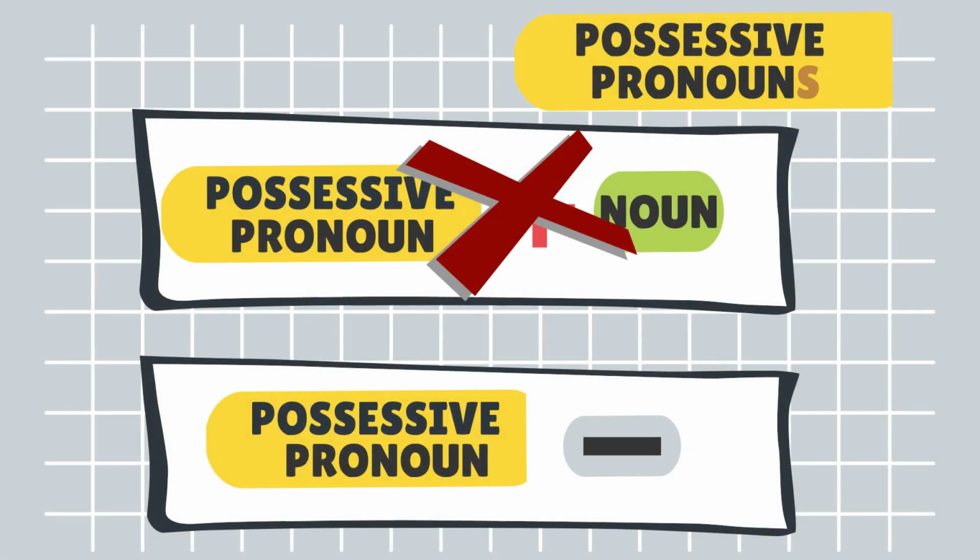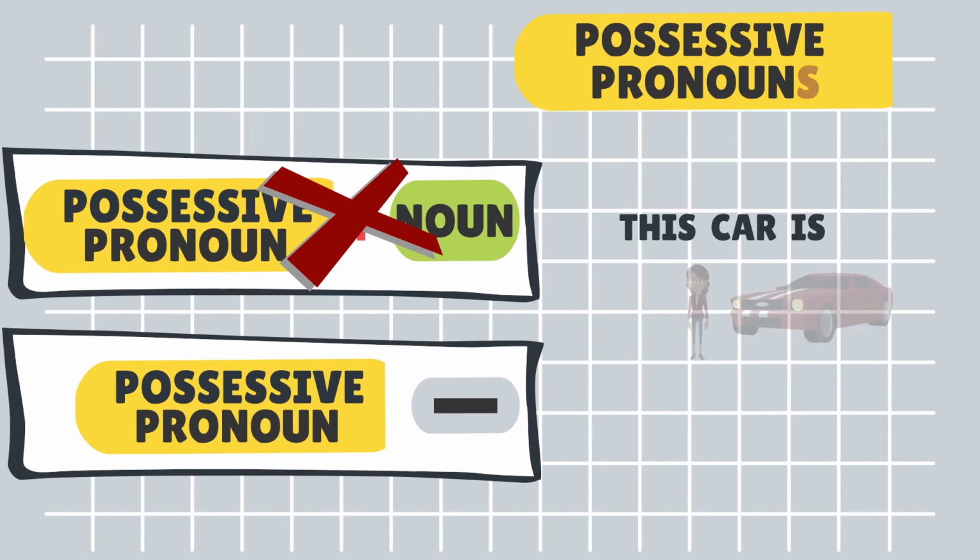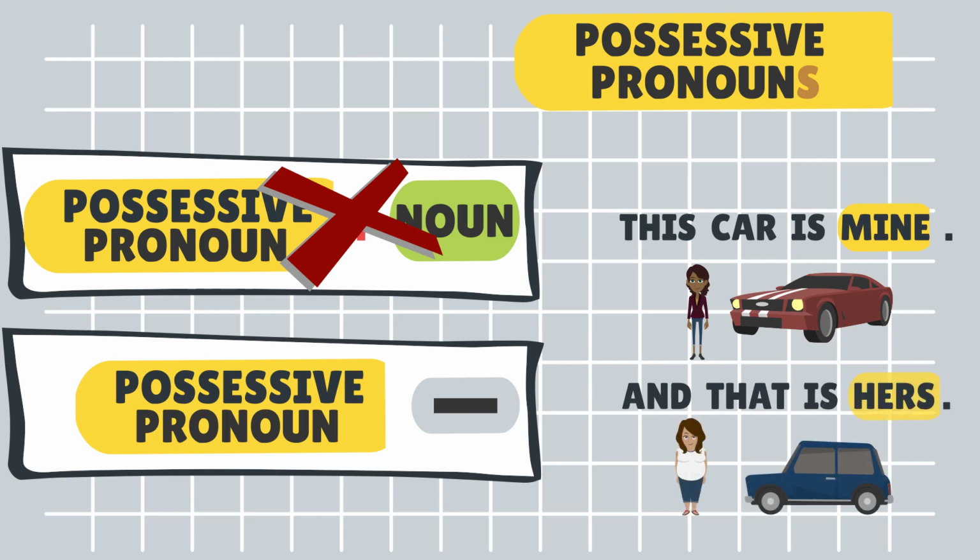Possessive pronouns are always used without nouns. This car is mine. And that is hers.